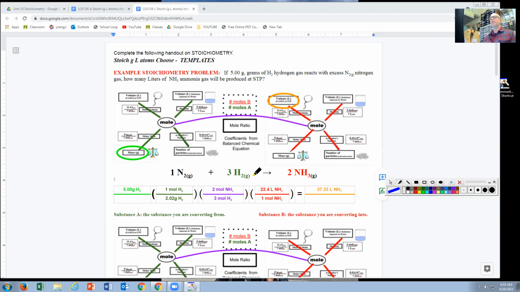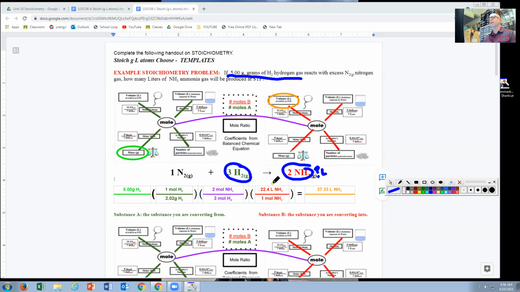There's a couple of things that we always have to do when we read the question. Figure out where we're starting and figure out where we're ending. You can see everything I've done so far. This question says that you have 5 grams of hydrogen gas. That would be right here, this reactant. And it's going to react with excess nitrogen, which means that we have all the nitrogen we need. We don't need to worry about it. And the question is, how many liters of this NH3 are we coming up with? So we're looking for liters of NH3.